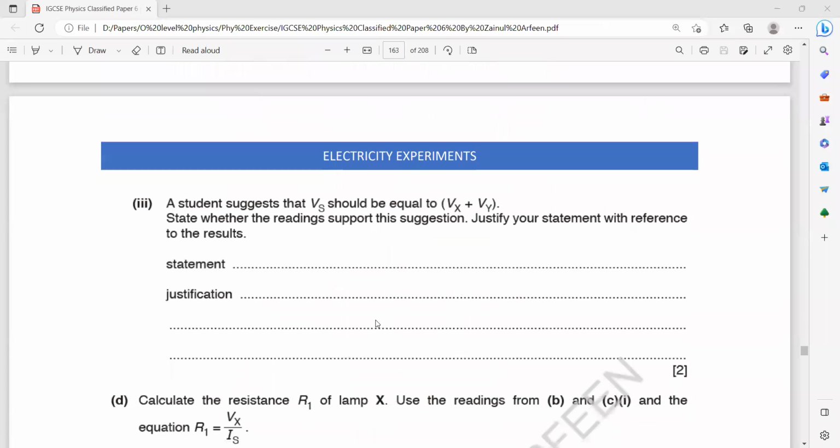So the student is saying that Vs should be equal to Vx plus Vy. That is the student suggestion. State whether the readings support this suggestion and justify your statement with reference to the results. So what is the value of Vs? The value of Vs we got was 3. And what about Vx plus Vy? Vx was 1.2 and Vy is 1.9. So when we add them, it will be 3.1. So can I say 3 is equal to 3.1? Yes or no?